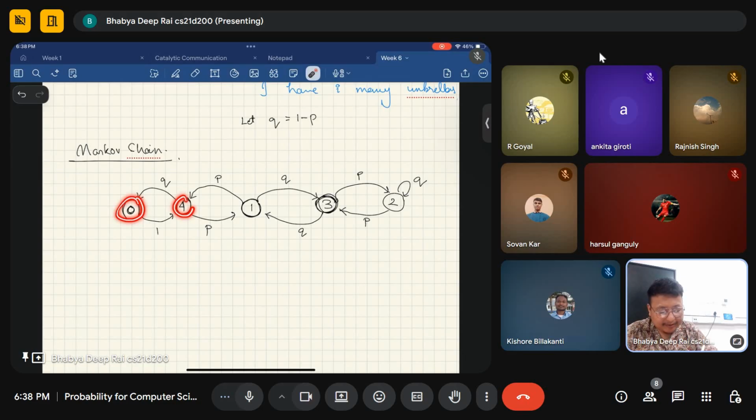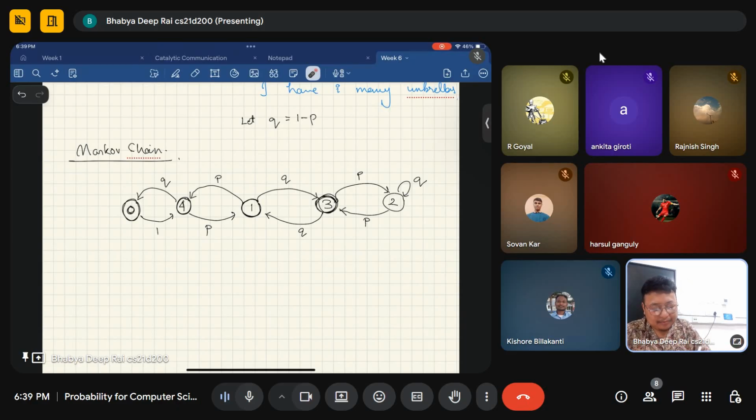Each state represents where you are currently at and how many umbrellas there are. The premise is that there are 4 umbrellas in total. I'm at home or at office. If it rains, I'm definitely going to take an umbrella to the other place. If I start at home, I need to go to the office with an umbrella if it rains, and vice versa. If it does not rain, I don't take an umbrella. It rains with probability P. It does not rain with probability 1 minus P, which I'm renaming as Q.